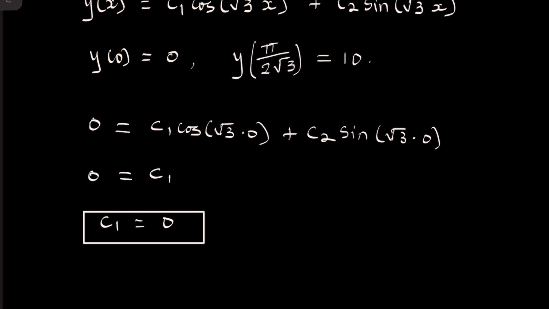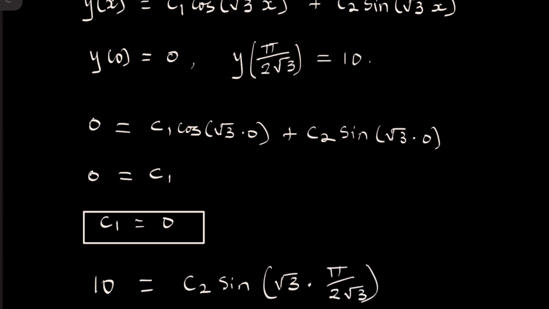So we substitute our second subsidiary condition in. So that's when x is pi on 2 on square root of 3, y is equal to 10. And so we are going to have 10 is equal to c1, but we know c1 to be equal to 0. So there is no need to solve for c1 here. Then that will be c2 sine of square root of 3 times x. So x is defined to be pi on 2 root of 3.